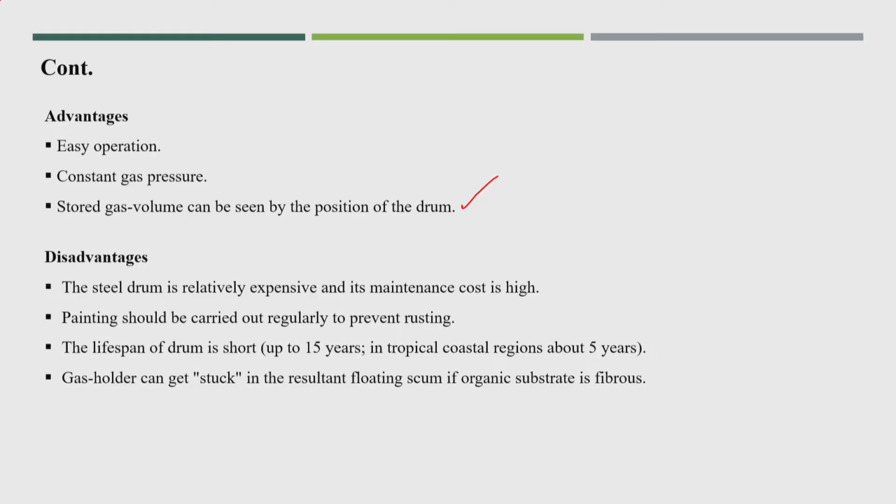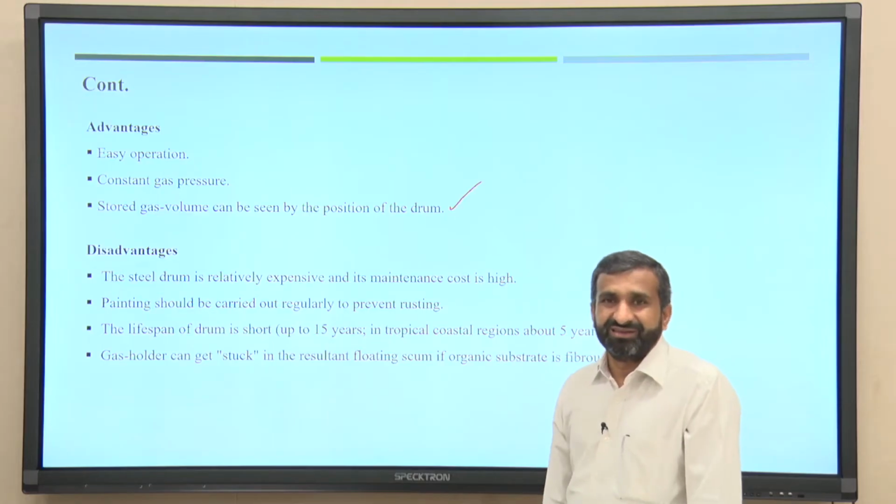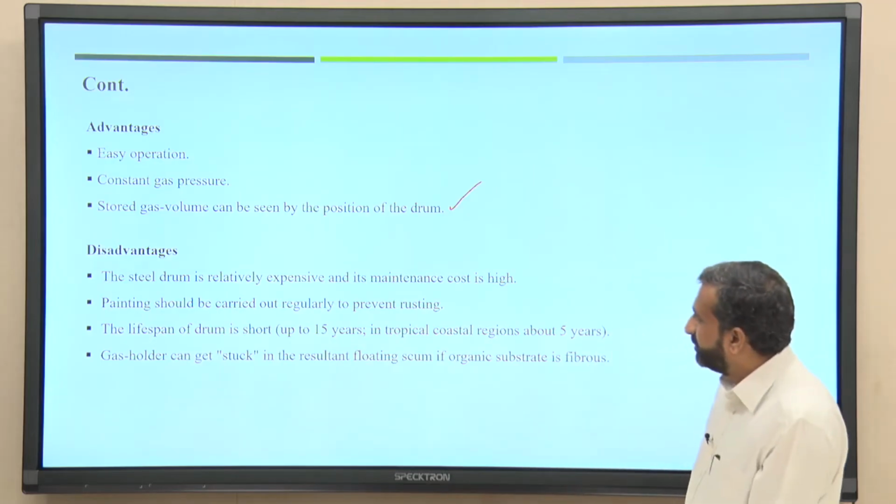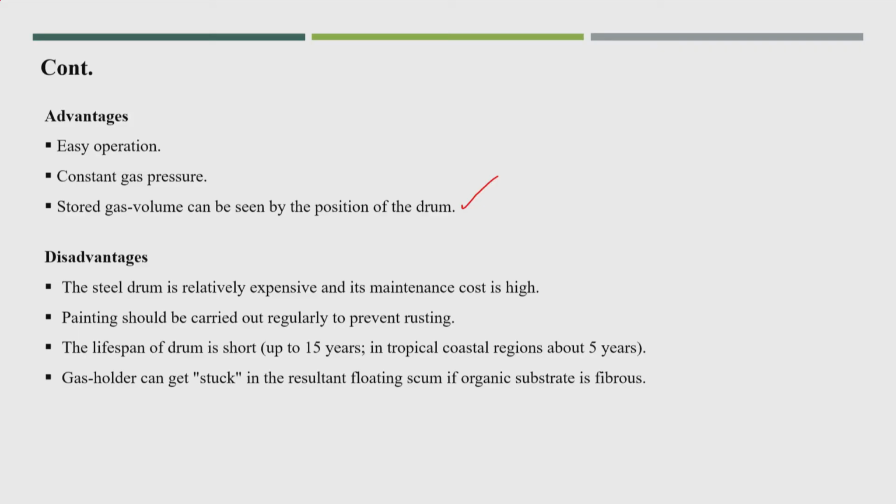And the disadvantage is that the steel drum is relatively expensive and its maintenance cost is high. Obviously, we need to use a steel drum, or otherwise if you use another metal, corrosion will be the major problem. Painting should be carried out regularly to prevent rusting, and even for steel, painting is required from time to time. The lifespan of the drum is short, up to 15 years, and in tropical coastal regions about 5 years.